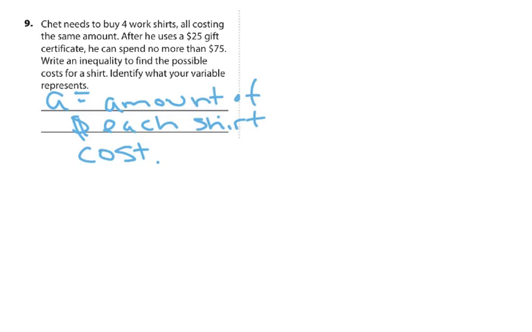And so let's read it one more time. Chet needs to buy 4 work shirts, all costing the same amount. So if I want to find out how much Chet spends, I have to do 4A. Do you agree? And then after he uses a $25 gift certificate, he can spend no more than $75. All right, I'm going to skip this gift card amount for a second, and I'm going to go to the spending no more than $75, okay?